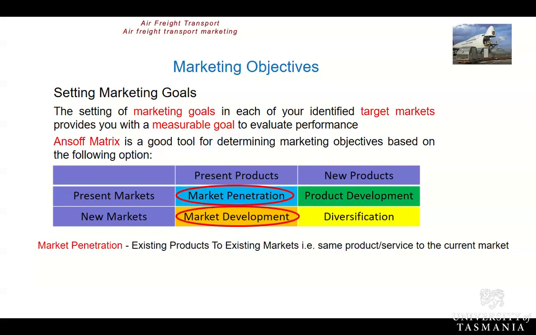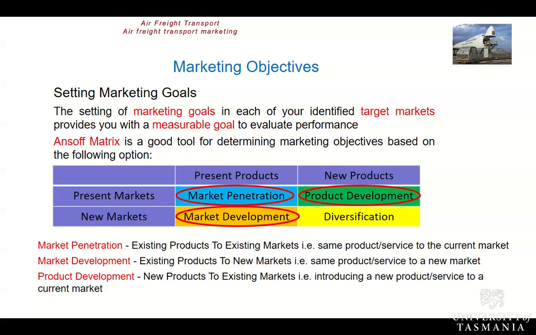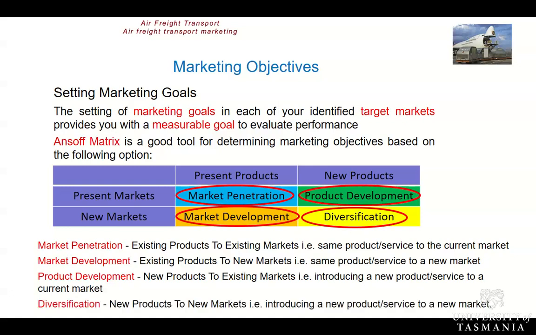If you choose a market development goal, you're choosing to sell your existing products to a new market. So, same product to a new market. Product development, new product to an existing market. And diversification, which is a totally new product and a totally new market. So when you're setting your goals, it's a decision-making process that is based around one of those choices.